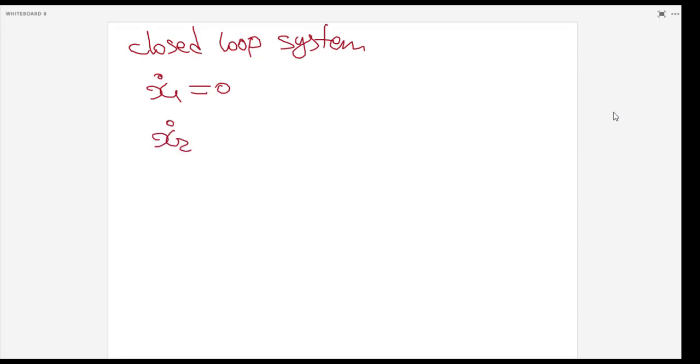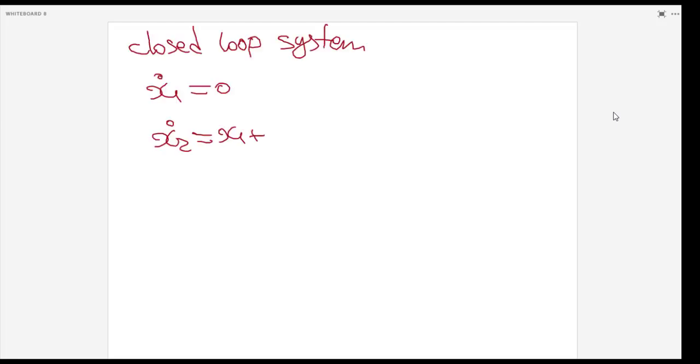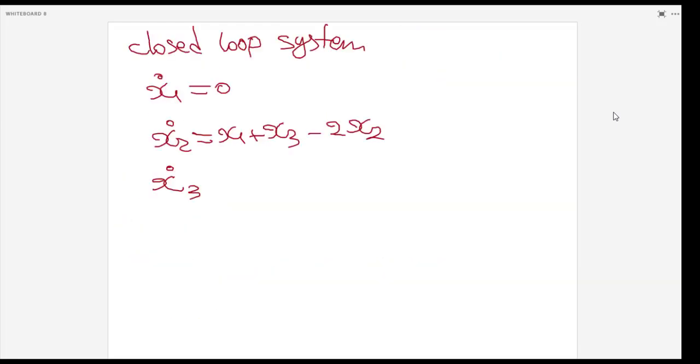system is x1 dot equal to 0, x, check it, x1 plus x3 minus 2 multiplied by x2, let me check it, 1 minus 3, x1 minus x3. This is the closed loop system. Okay, the compact form.